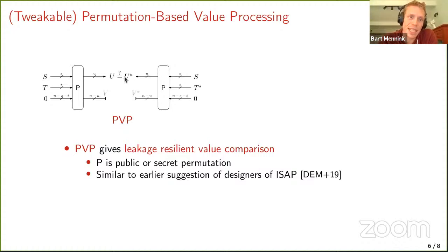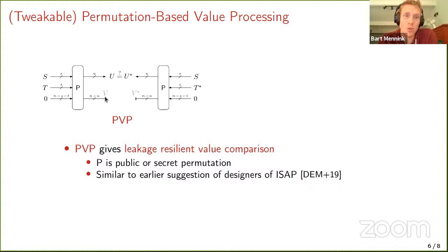And the trick now is that indeed this value comparison might leak information about U. However, if the attacker learns information about U, this is basically useless information when it tries to recover T. So even if the attacker learns the value U, it does not learn T. And this way, the value that needs to be secret stays secret even under leakage, noting that this evaluation is only done once. In permutation-based value processing, P can be a secret permutation like AES with secret key, or a public permutation like Ascon.